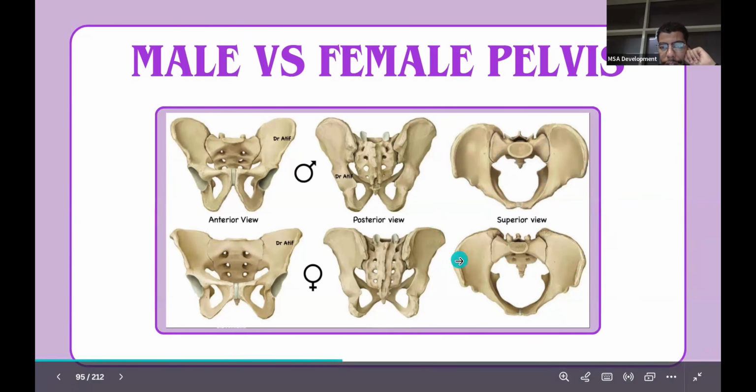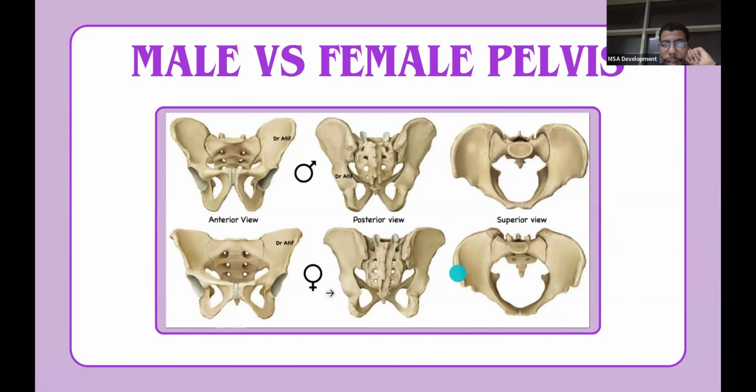And one last thing is the ala here. I know it's a top view, so you can't really see it, but it's a lot more flared. You can see it here in the anterior view. Can you see how flared it is? It's opening towards the sides more than in males. In males, it's a lot more compact together.